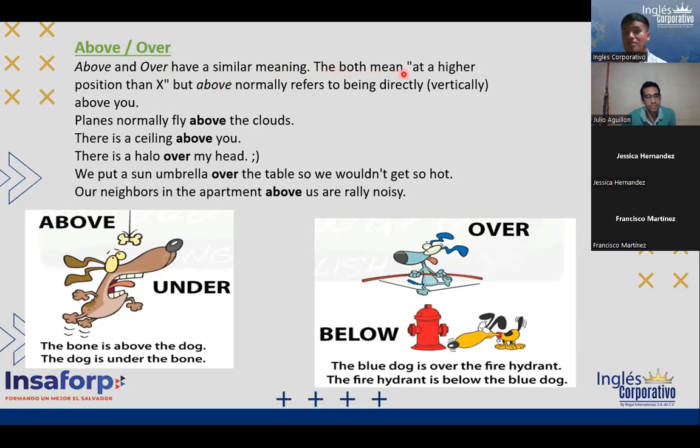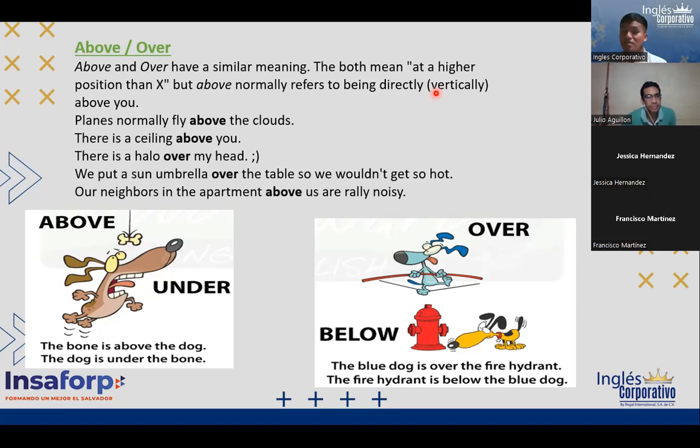They both mean at a higher position than X. Una posición alta. But above normally refers to being directly, vertically above you. What does it mean? ¿Qué significa? Yo voy a utilizar above cuando algo está encima de mí en una posición vertical. Vertically, okay? For example, let's suppose, supongámonos que ahí donde ustedes están, arriba de ustedes hay un light. Está una luz o un foco, a light. So we can say, the light bulb is above me. El foco está encima de mí. Porque estamos en línea vertical.